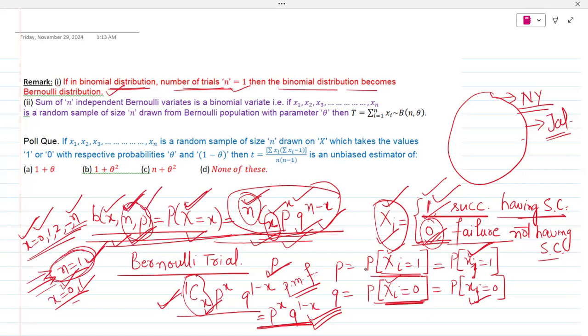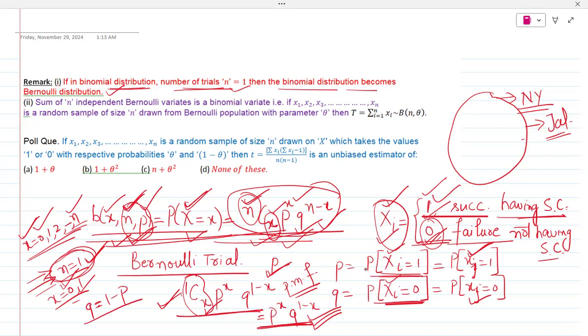Okay, but in Bernoulli, since n is 1, it is no longer a parameter. It is a constant now. So in Bernoulli distribution, what is the only parameter? P. Okay, obviously Q is equal to 1 minus P. Okay, we know this thing. So what is P here?